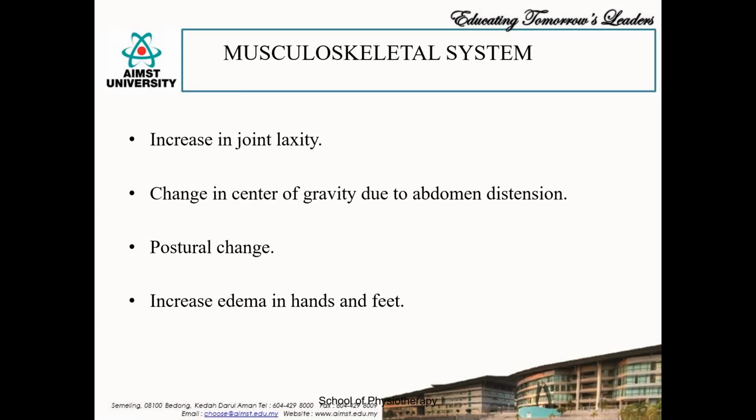Then, because of the increase in abdominal distension, there are changes in the center of gravity, and this will lead to changes in other aspects. When the center of gravity changes, the line of gravity also moves, and this will lead to a lot of physical changes in the body. Then next is postural changes. Postural changes are because of the increase in the abdomen and the increase in weight. All these will lead to postural abnormality, and the changes in the center of gravity and line of gravity will also lead to a change in posture.